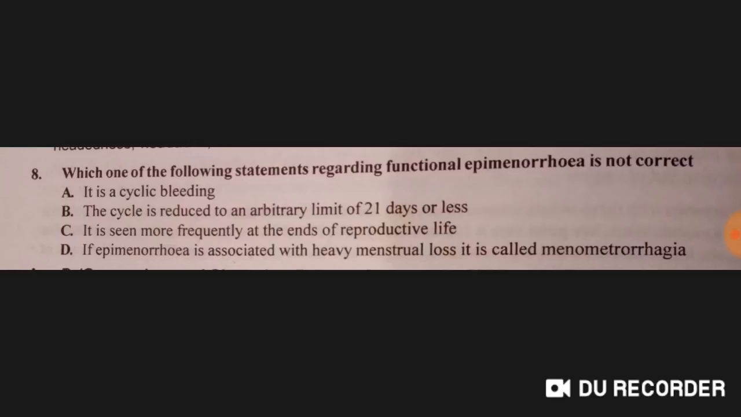Which of the following statements regarding functional epimenorrhea is not correct? It is cyclical bleeding. Yes. The cycle is reduced to an arbitrary limit of 21 days or less. Yes. It is seen more frequently at the end of reproductive life. Yes. If epimenorrhea is associated with heavy menstrual loss, it is called menometrorrhagia. So this is false. D option is the right answer here.